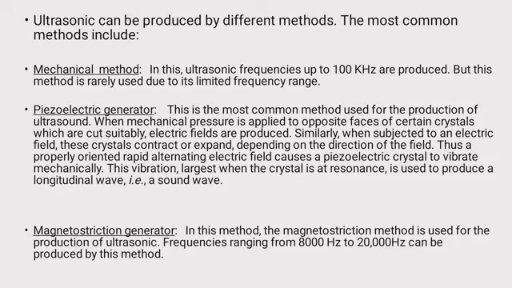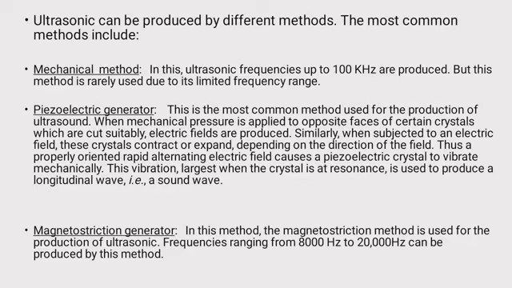Next is the piezoelectric generator, which is the most commonly used method of creating ultrasound in experimental situations. Here we use the principle of a piezoelectric crystal, which oscillates when we apply an electric field, and generates an electric field when we apply pressure to it. When a suitable electric field is applied to this crystal, it oscillates and produces resonance when the frequency is matched, and this produces longitudinal or ultrasonic waves.